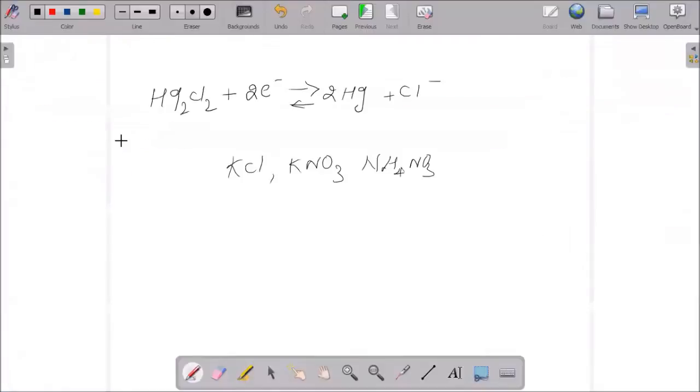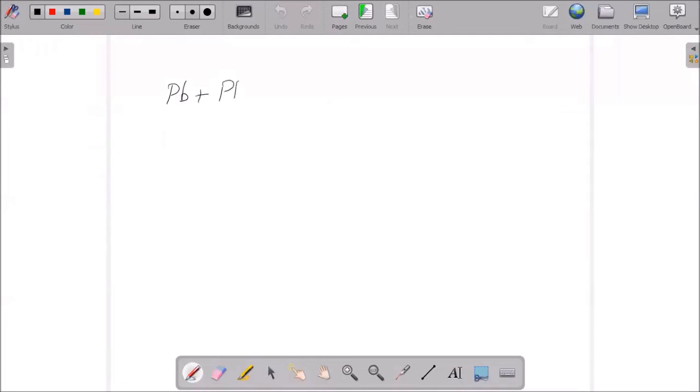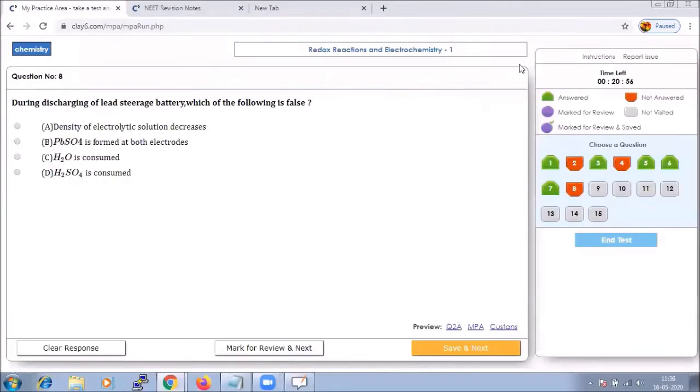If we write the reaction, it is Pb plus PbO2 plus H2SO4 gives PbSO4 plus H2O, and we need to balance the reaction. H2O is being liberated, but in the option they have given that H2O is consumed, whereas H2SO4 is consumed and H2O is not consumed. Hence the answer should be H2O is consumed, because they have asked for the false statement, not the true statement. So let us save that and go to the next question.